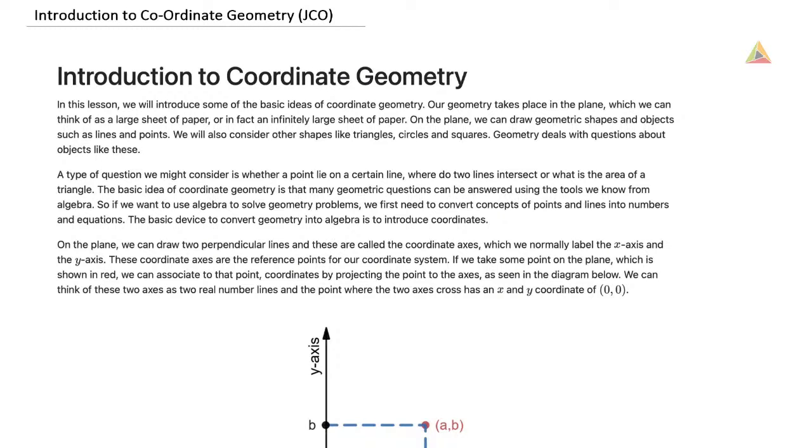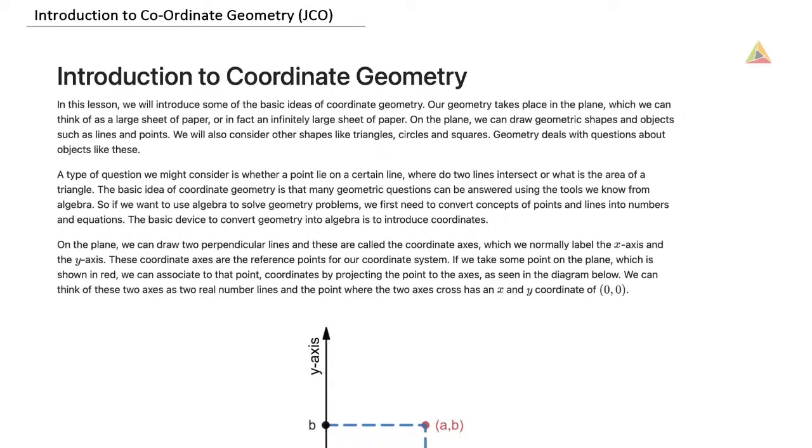Our geometry takes place in a plane, which we will think of as a large sheet of paper, or in fact an infinitely large sheet of paper. On the plane we can draw geometric shapes and objects such as lines and points. We will also consider other shapes like triangles, circles and squares. Geometry deals with questions about objects like these. A type of question we might consider is whether a point lies on a certain line. Where do lines intersect, or what is the area of a triangle?